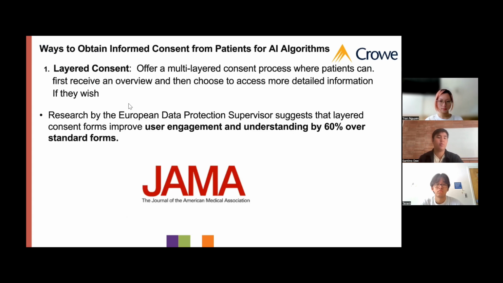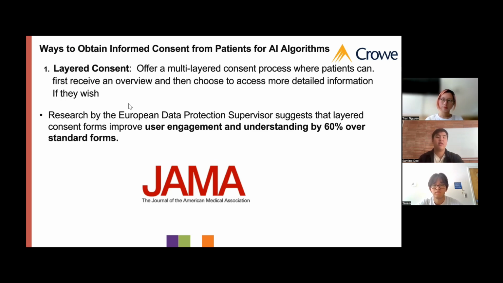Ways to obtain informed consent from patients for AI algorithms. Firstly, our first method is to use simplified consent forms, which use clear and easy to understand language to explain to patients how their data will be used by AI systems. This matters because complex consent forms, often filled with technical jargon, can prevent patients from fully understanding the implications of what consent means. Simplifying the language ensures that patients are more aware of how their data will be handled.